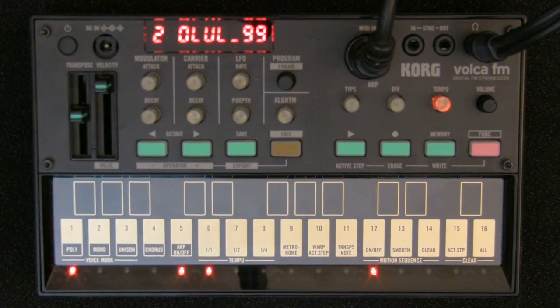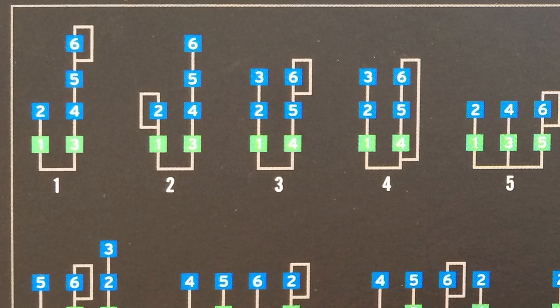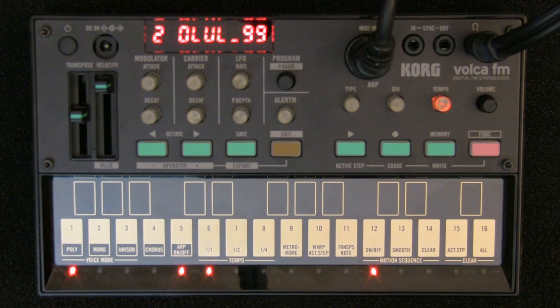They all have different relationships. And if you'll look, I'll show you the algorithms. We have this set to algorithm 1, where you can see that operator 2 is in the blue. That means it's a modulator, and it's modulating operator 1. But as we move through, you can see that relationship may change. There are places where 2 is not blue and is actually green and is not a modulator to operator 1.